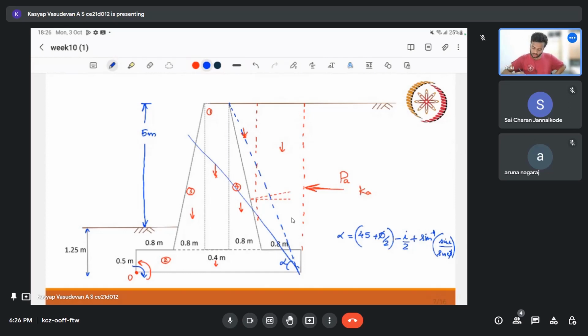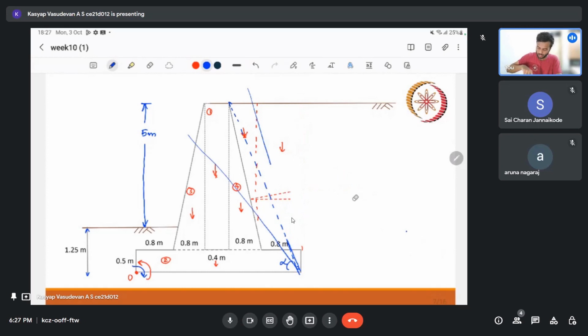But if it is not crossing, if it is in this area, or if it is just touching this particular point, then there is no issue. We can go for the method that we are talking about. But now in this question, we will use our Coulomb's method. In Coulomb's method, as I told before, we will directly take the load on the wall. So our load is acting on the wall.